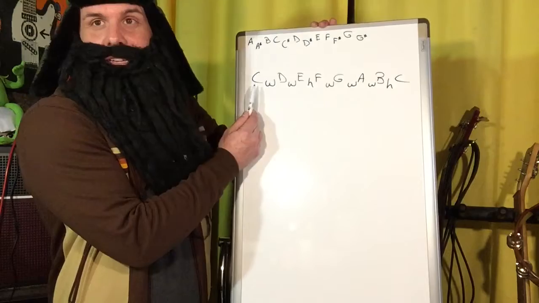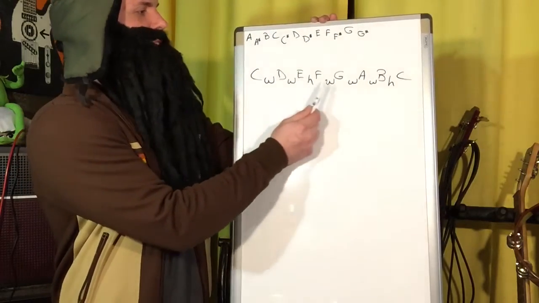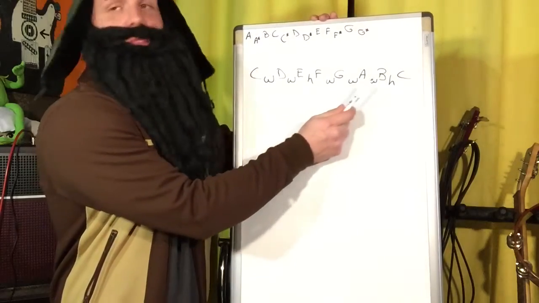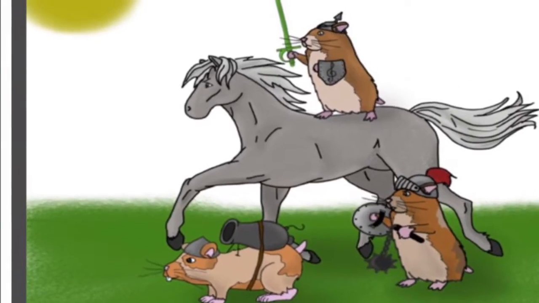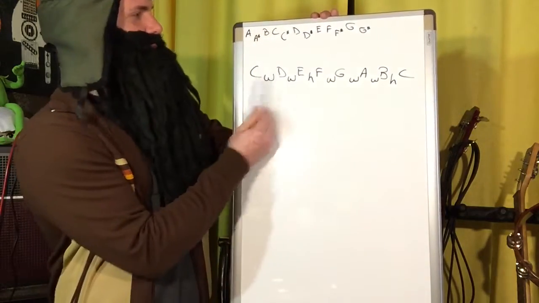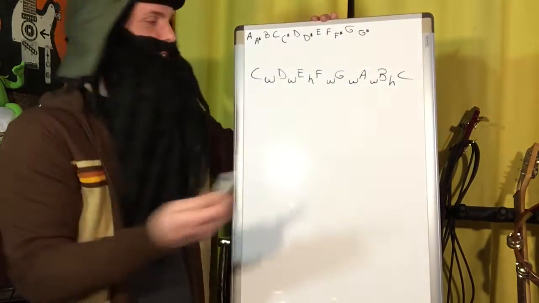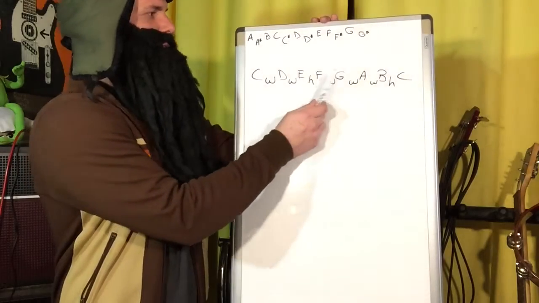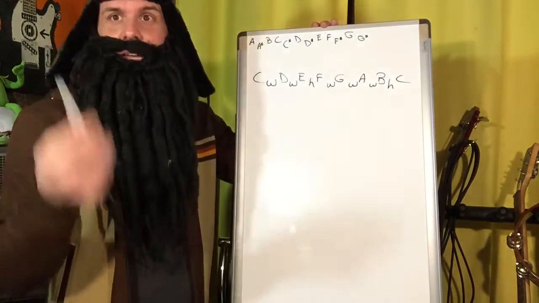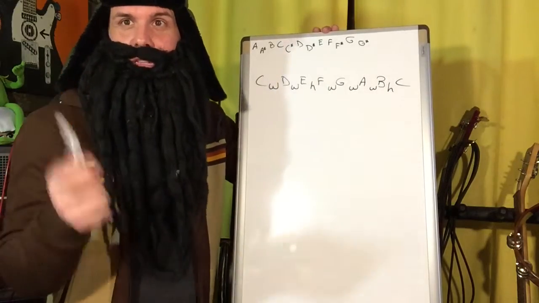We started on C. We followed our whole, whole, half pattern, and this is what we got. We know we did it right because we ended up on the note we started on, right? When you sing do, re, mi, fa, sol, la, ti, do, do starts and ends it. That's why the 2 notes are the same. Let's do another one.